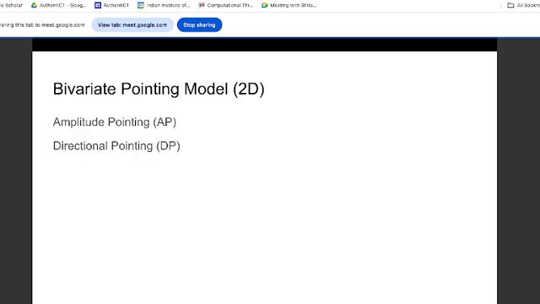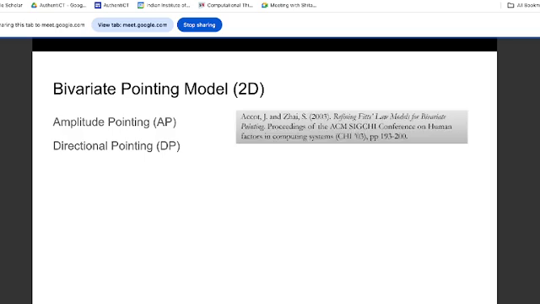This is the bivariate pointing model. It is again Fitts law only, but in the bivariate pointing model we consider two dimensions. One is the amplitude, that is the length the pointer has to traverse to reach the target in any direction, and the second is the directional pointing, which can be given by theta. If you recollect from trigonometry, we can model any location on the two-dimensional plane based on this amplitude and the direction. When we try to reduce the error, we try to reduce the amplitude error and the directional error.